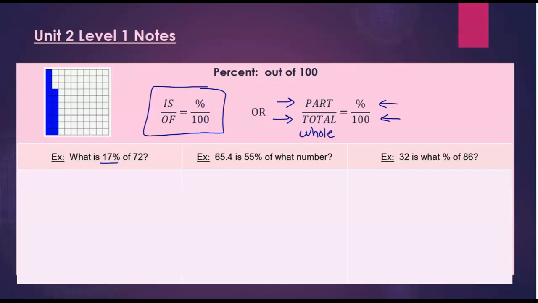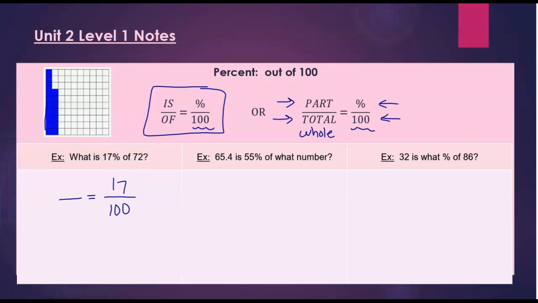What is 17% of 72? Well, I always get my proportion ready. And 17%, well, I always put it on the right side, 100 on the bottom. So out of 100 squares, I am shading 17 of them. That's 17%, and that's in the picture.